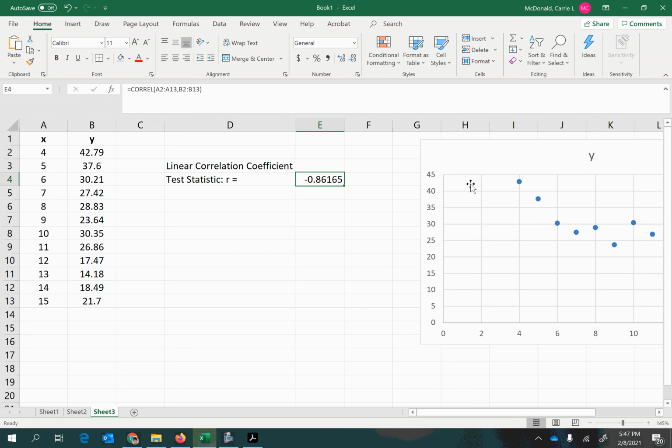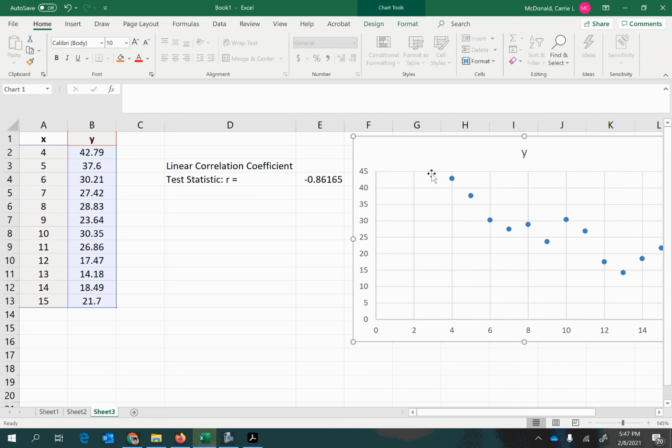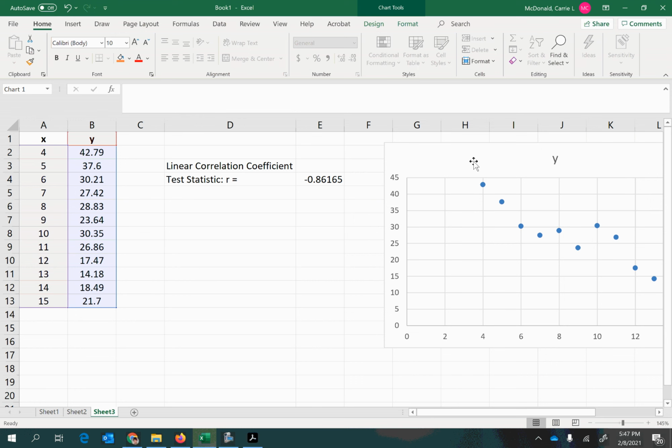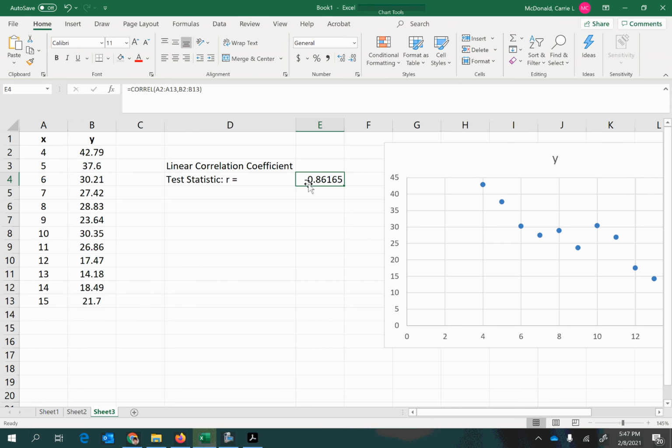And notice that it is negative since the data trend, the line that would fit this data most closely, would be going downhill from left to right, so it should have a negative correlation. Now, even though it's negative, it's close to -1, so if you thought of it like a percentage, it's fairly close to 100%. So that is a very strong linear correlation. But we want to make sure it's strong enough at a significance level of 0.01.